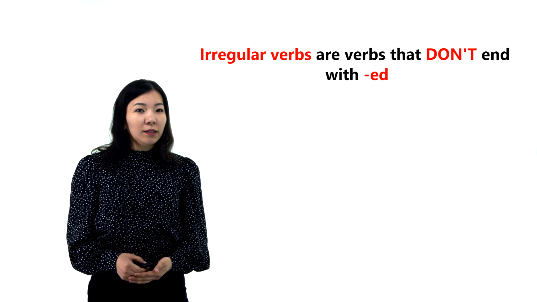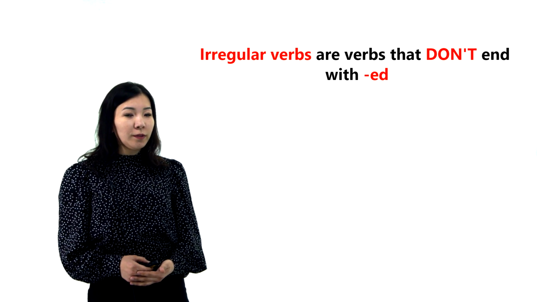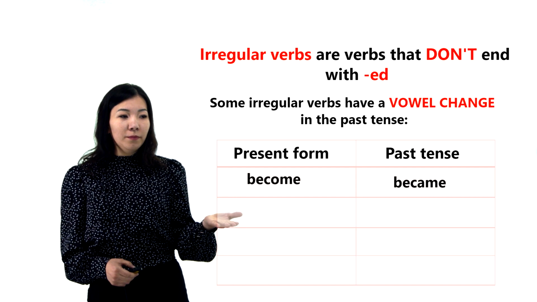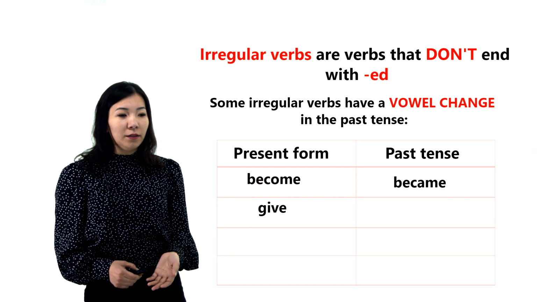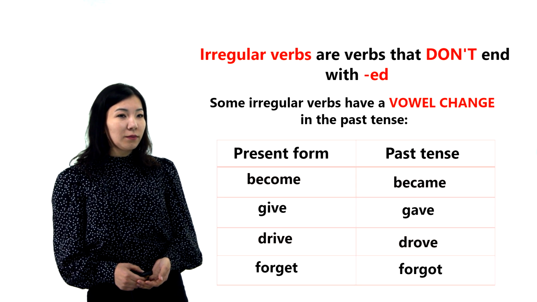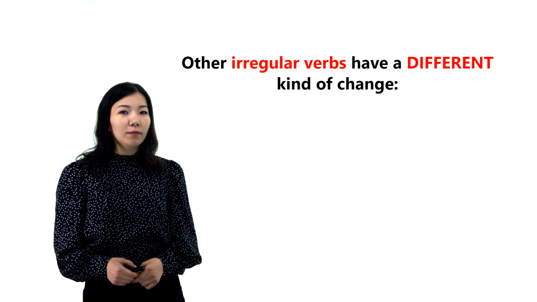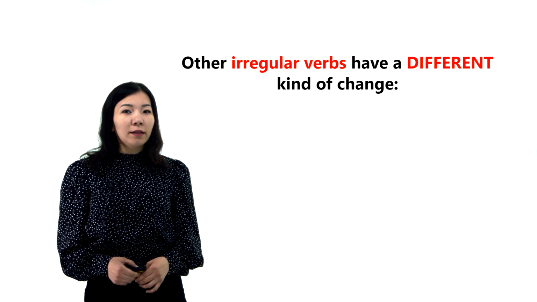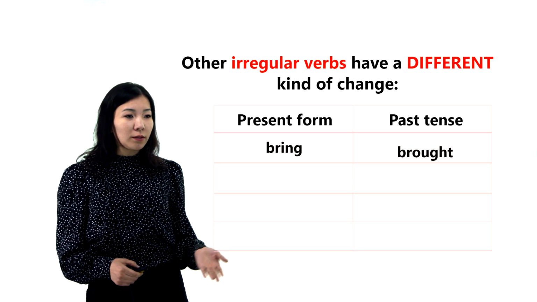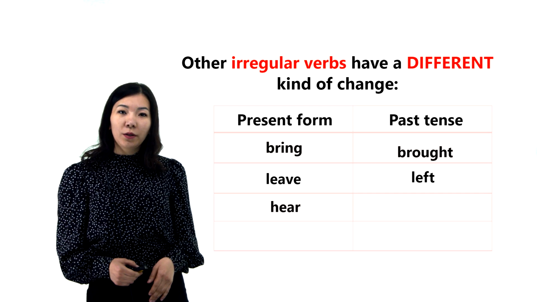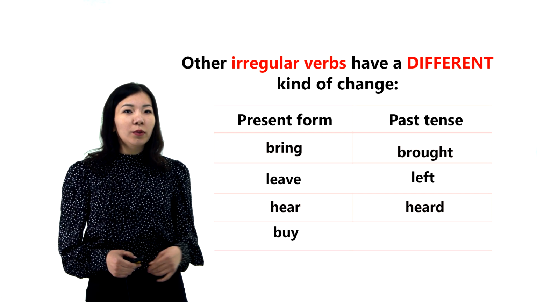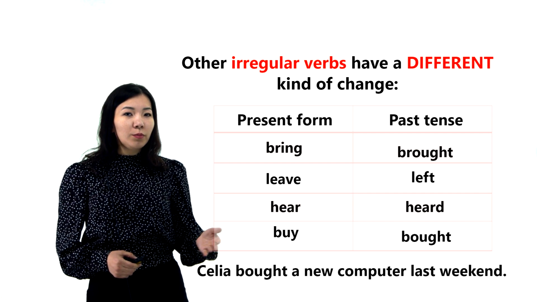So there are irregular verbs that don't end with ed. Some irregular verbs have a vowel change in the past tense. For example, in present they become, in past tense became. Give, gave, drive, drove, forget, forgot. But there are other irregular verbs that have a different kind of change. So for example, the verb bring, brought, leave, left, hear, heard, buy, bought. In a sentence, it will look like this: Sayla brought a new computer last weekend.